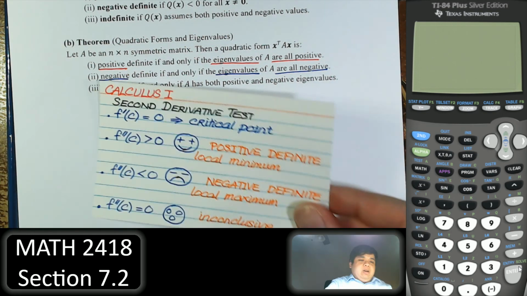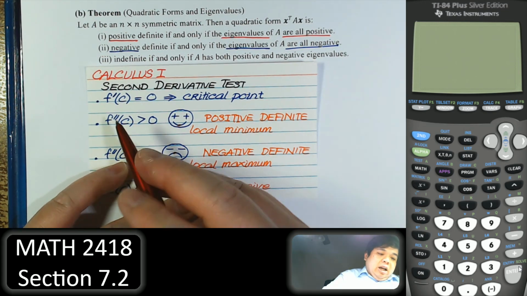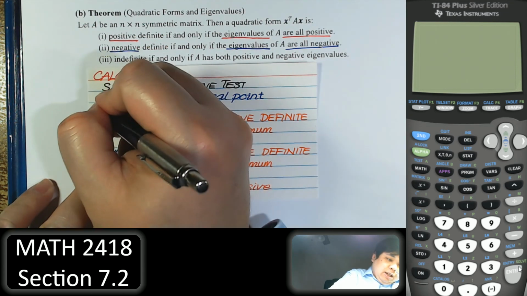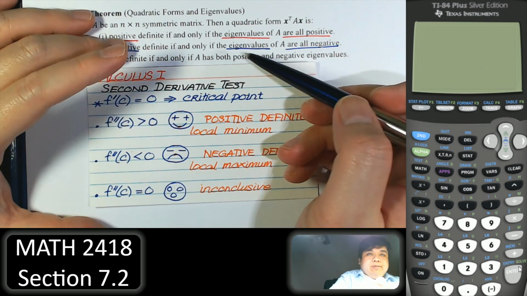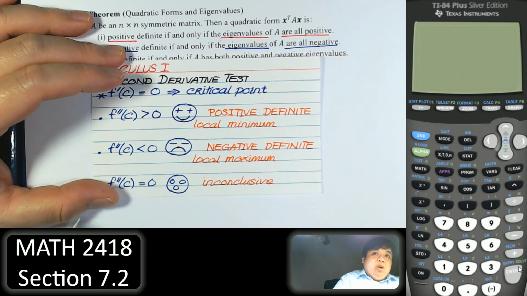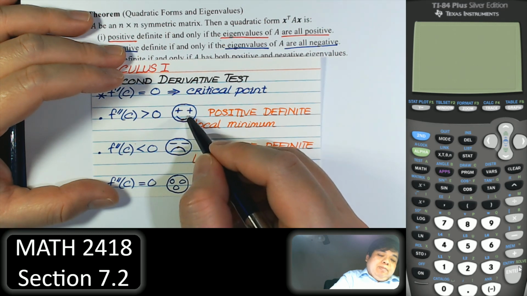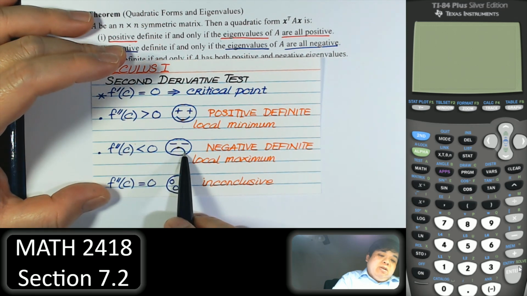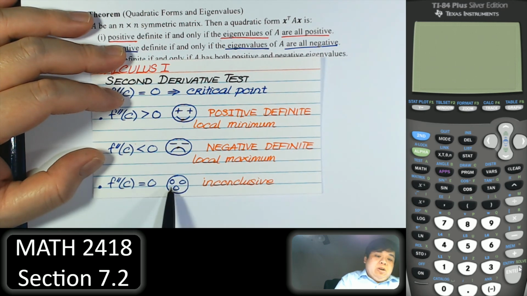So I wrote this for Calculus 1. This is called the second derivative test. First, we always have to start with the first derivative equal to 0. That gives us the critical point. And then if the second derivative is greater than 0, that is equivalent to positive definite, like it's concave up. So that is a local minimum. If the second derivative is negative, concave down, that is equivalent to negative definite, and that's a local maximum. And if it is equal to 0, that's inconclusive.